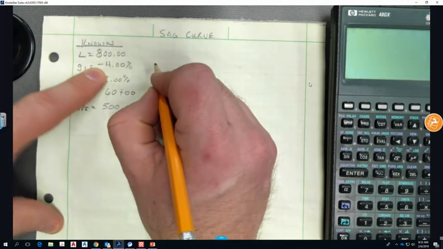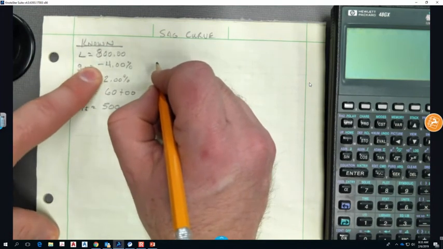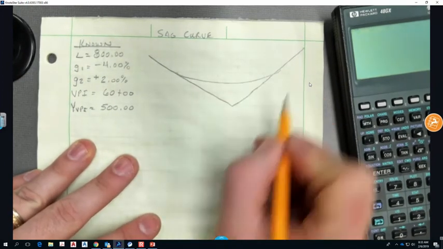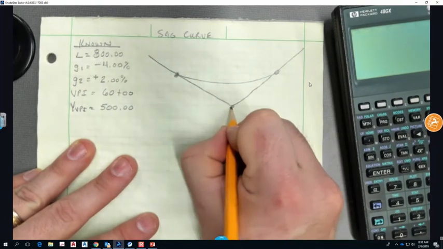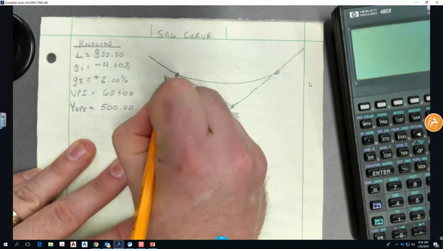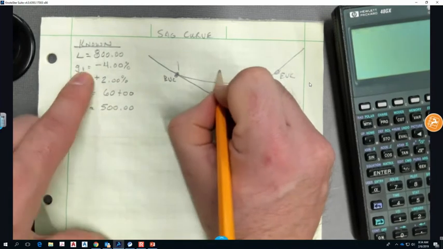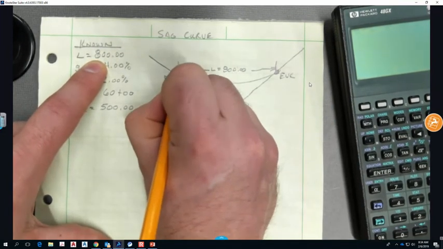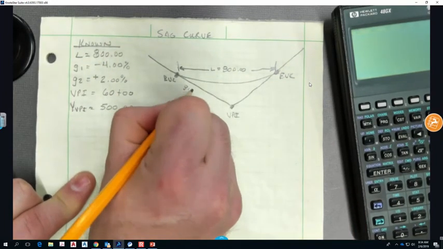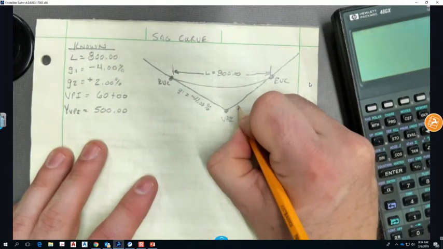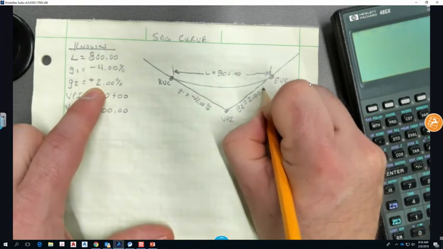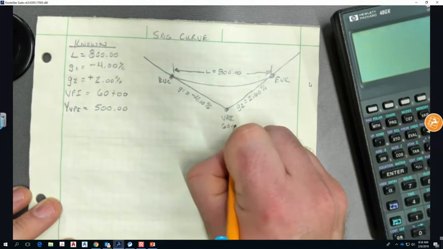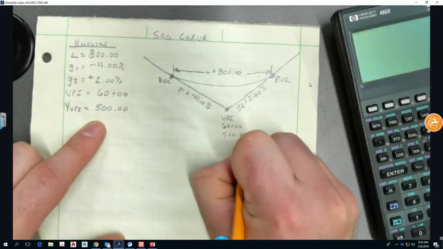Okay, so I know it's a sag curve because of my grades. I'm going negative here and a positive in the G2. So my back tangent is a negative, my forward tangent is a positive. So it's a sag curve. Okay, and we're going to do one of these numbers, put it in there. I'm going to label my components just so that way I can get it straight. VPI, BVC, EVC, L is 800. Okay, my G1 is a negative 4.00%. G2 is a positive 2.00%. Okay, I think I labeled everything. Probably should put in the station here, 60 plus 00, and the elevation is 500 feet.